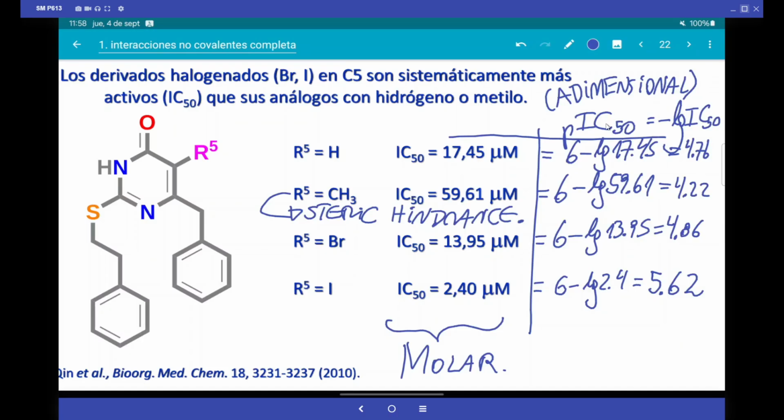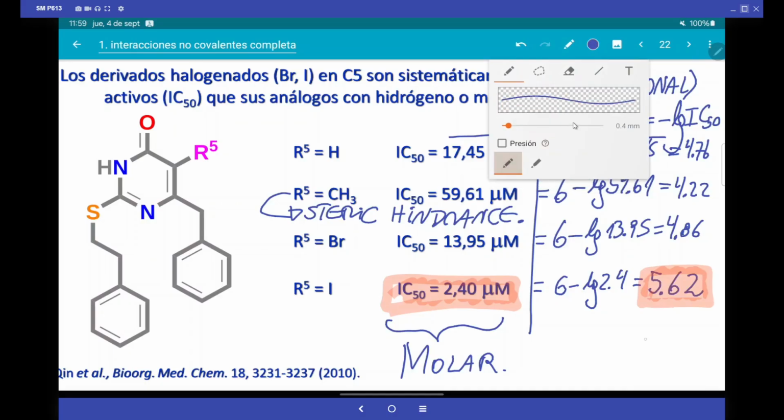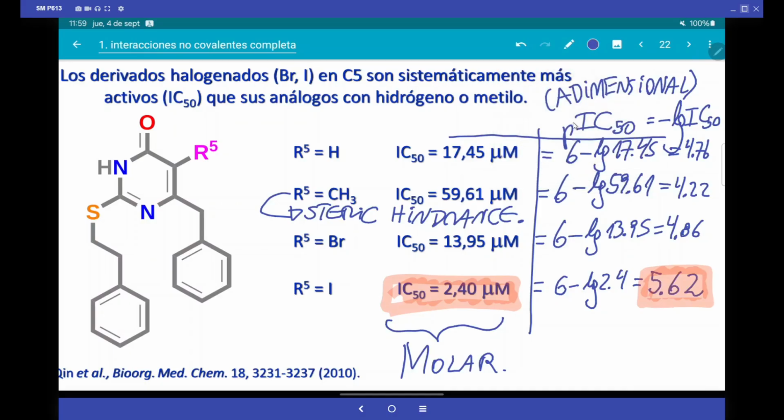pIC50 appears in a lot of scientific articles on these topics. And as you can see, the most powerful has the highest p value. The most powerful is the last one, right? The smallest IC50, or the largest pIC50. So they are inversely proportional. Be careful. We are going to work in Kuzar with these values, and why.